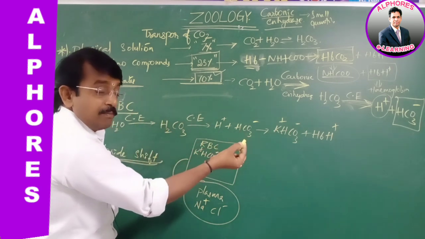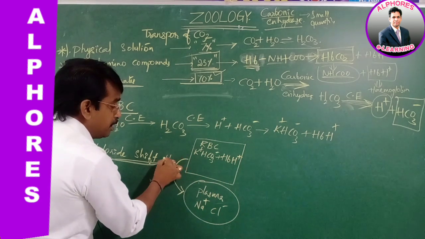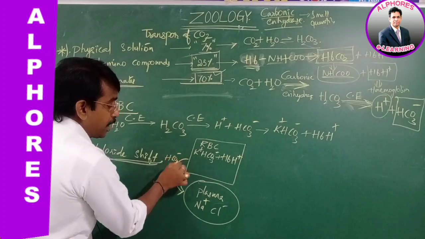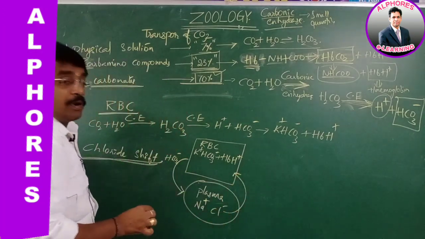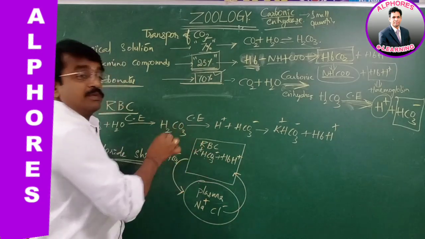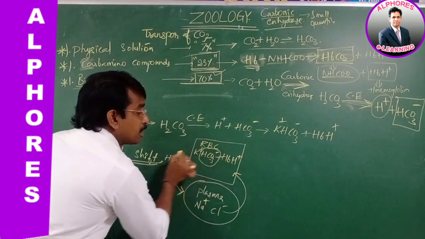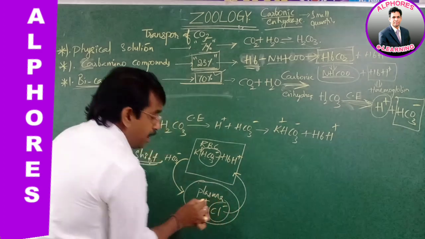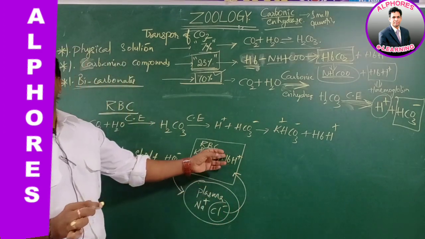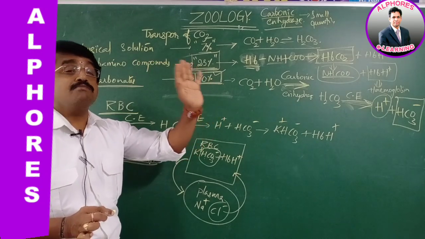H plus and HCO3 minus. So the bicarbonate ions formed in RBC are exchanged to the plasma, and the chloride ions present in the plasma are exchanged into RBC. This process of mutual exchange of bicarbonate ions from RBC into plasma and chloride ions from plasma to RBC is what is named the chloride shift or Hamburger's phenomenon.